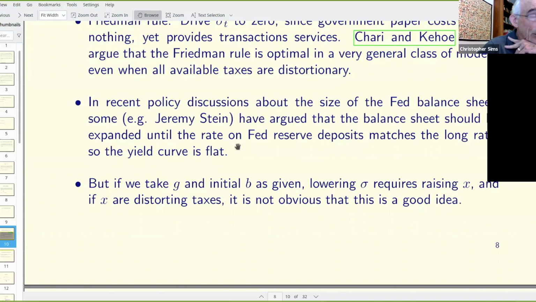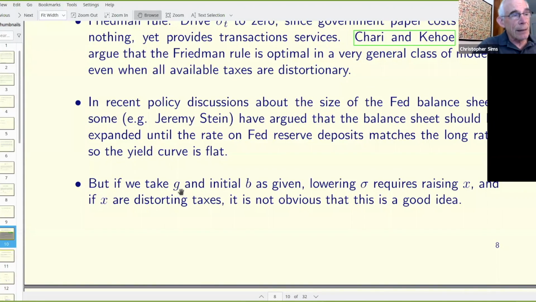Some people, like Jeremy Stein, have argued that the balance sheet of the Fed should be expanded until the rate of return on Federal Reserve deposits matches the long rate, so the yield curve is flat. That's based on a similar argument that short government securities pay so much less than long that they must be providing an important transaction service, and by the same kind of argument that Friedman used, it seems like it should be a good idea to expand them until that differential is gone.